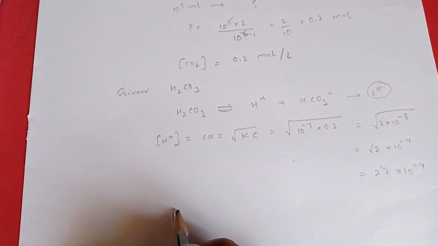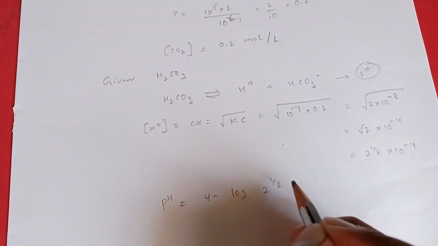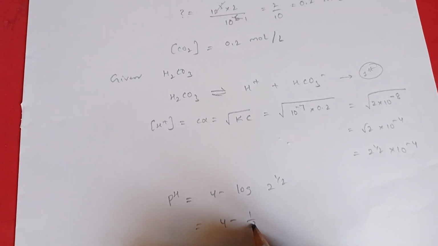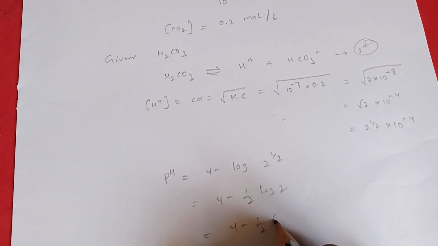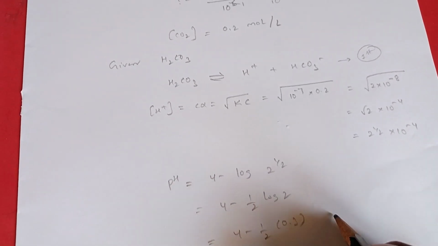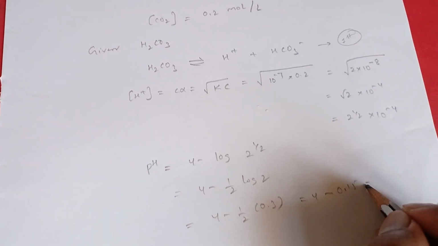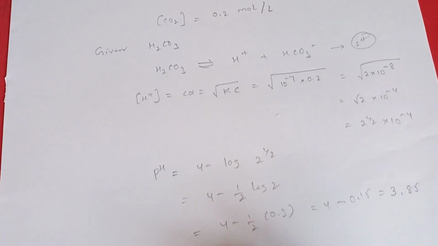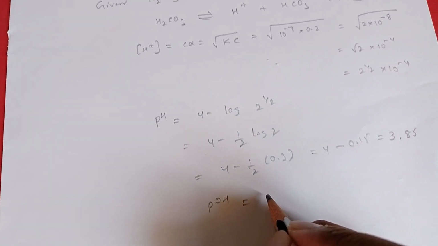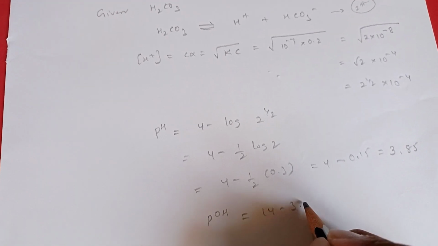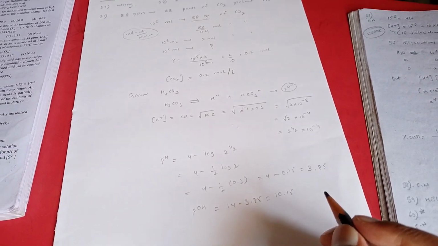So H plus means what is pH? pH is equal to, directly you can write, 4 minus log 2 power 1 by 2. So 4 minus 1 by 2 log 2. Log 2 value is 0.3, so 4 minus 0.15, this is equal to 3.85. Then pOH is equal to 14 minus 3.85, that is 10.15.